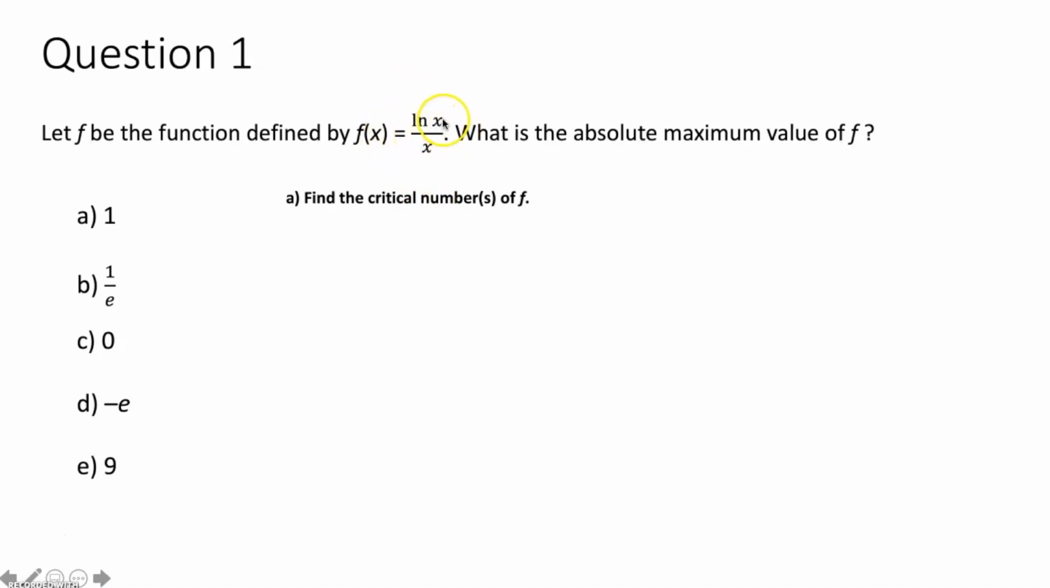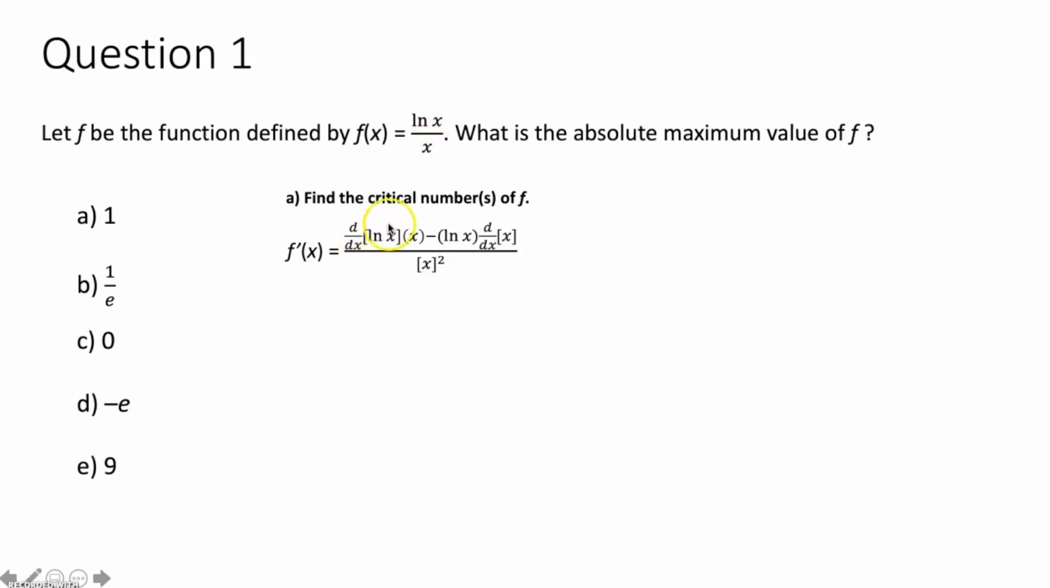Now, how do you take the derivative of a function being divided by another function? Well, anytime you're taking the derivative of a quotient, you need to use the quotient rule. The quotient rule says you take the derivative of the numerator, multiply it to the denominator, then subtract the numerator times the derivative of the denominator all over the denominator squared.